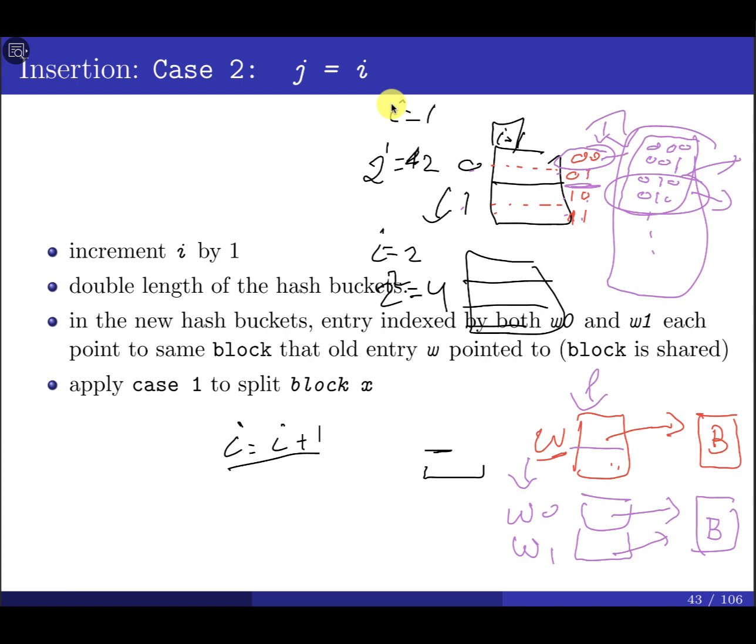Then once you double the size, now the value of i is going to be greater than the value of j. Then you have to go to the previous step, that means do the split.